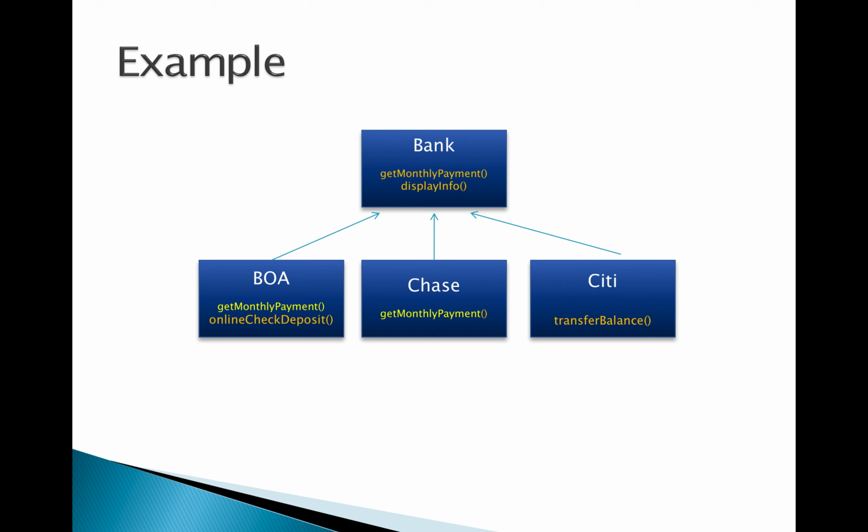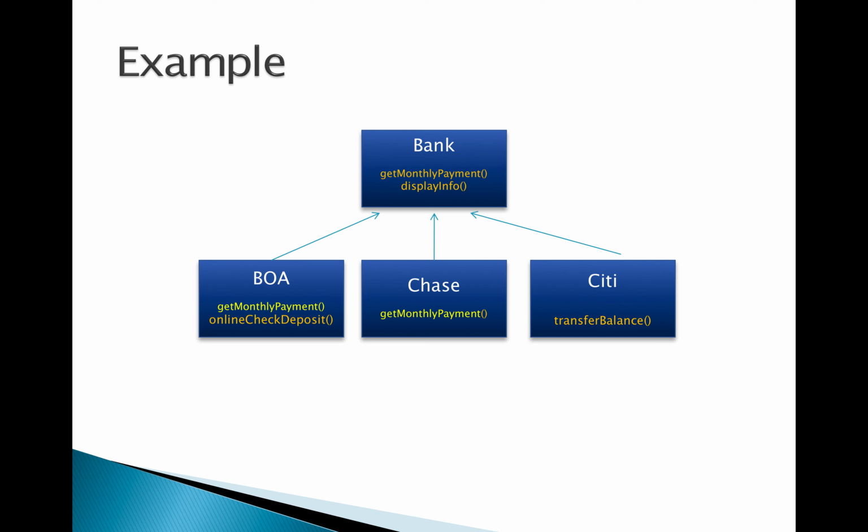Along with getMonthlyPayment, they also have one more method called onlineCheckDeposit. This is very particular to the Bank of America class. Coming to the Chase class, they just override getMonthlyPayment. Again, they want to attract customers and give lesser rates depending on some criteria. Whereas Citibank doesn't override it; they just follow the bank's general algorithm for the monthly payment. They have their own specific method called transferBalance, which is not offered by the other banks.